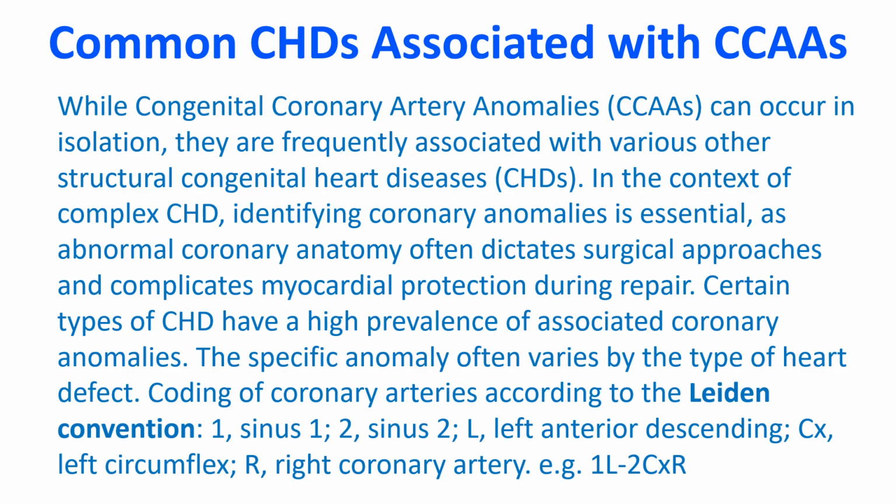Certain types of congenital heart disease have a high prevalence of associated coronary anomalies. The specific anomaly often varies with the type of heart defect. Coding of coronary arteries according to the Leiden convention: 1, sinus 1; 2, sinus 2; L, left anterior descending; CX, left circumflex; R, right coronary artery. Example, 1L, 2CXR. That means sinus 1 gives rise to LAD, sinus 2 gives rise to circumflex and right coronary artery.